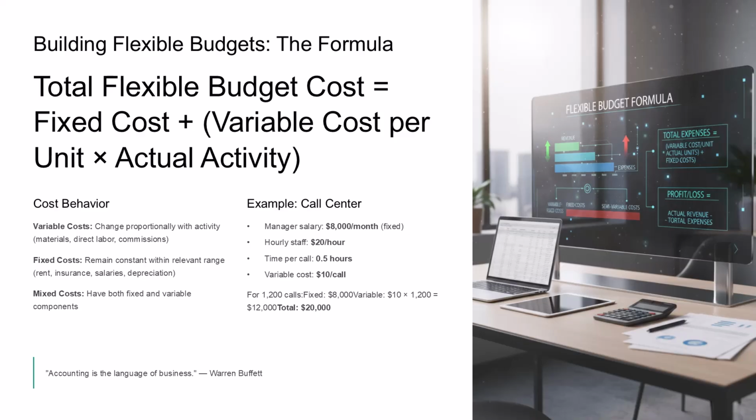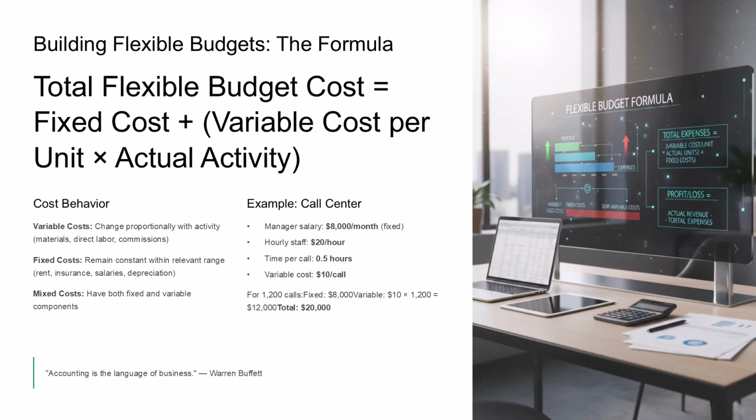If they plan for 1,000 calls, but actually handle 1,200 calls, what's the flexible budget for total labor costs? Fixed component is $8,000, variable component is $10, times 1,200 calls, that's $12,000. Total flexible budget, $20,000. Now suppose actual labor costs were $22,000. The variance is $2,000 unfavorable. That variance is isolated from volume effects because we flex to the actual call volume. The investigation then focuses on why costs exceeded the flexed amount.